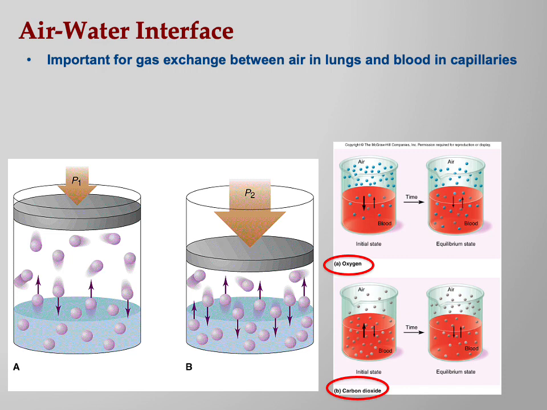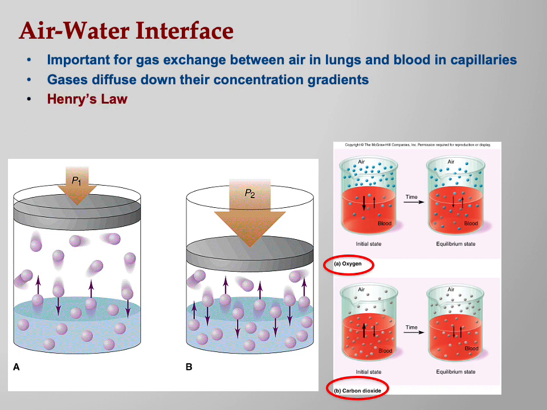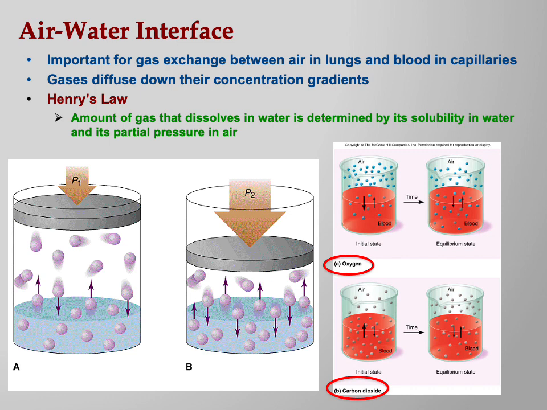The air-water interface is important for gas exchange between air in the lungs and the blood in the capillaries. Because remember, your blood is 50% water. So the ability of these gases to dissolve in your blood is a big deal, all right? Because that indicates how well they can get in and out. Gases diffuse down their concentration gradients, just like everything else in nature. So Henry's law says the amount of gas that dissolves in water is determined by its solubility in water and its partial pressure in air.